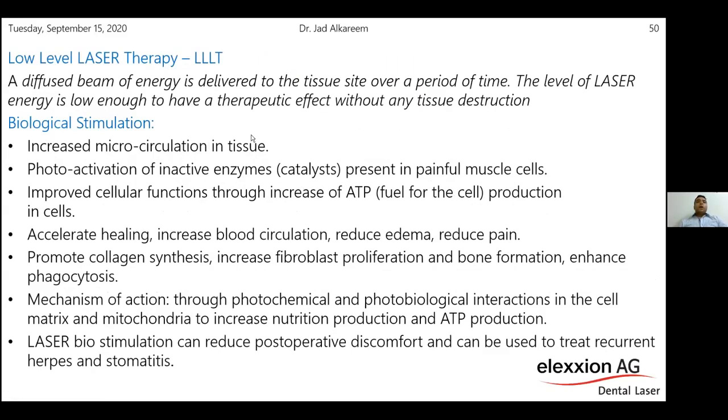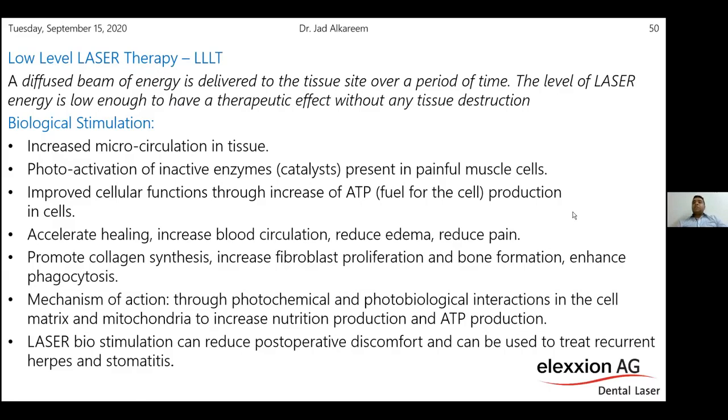Then we go for the low-level laser therapy. In the low-level laser therapy, we have around 6 tissue interactions which are going to happen. First, we will have improved or increased microcirculation in the tissue. We have a photoactivation of the inactive enzymes which are available in the painful cells. We have an improved cellular function because we will increase the production of the ATP.